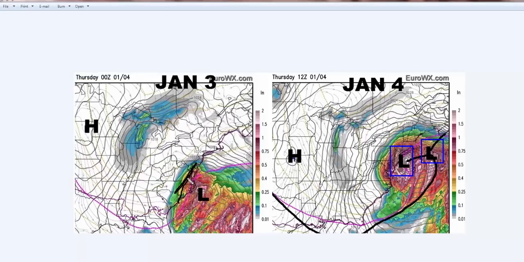So, you know, Richmond, let's say, gets 6 inches. Farmville, Lynchburg get nothing. Philadelphia gets a foot. Harrisburg gets zip. Very sharp cutoff here to the snow.